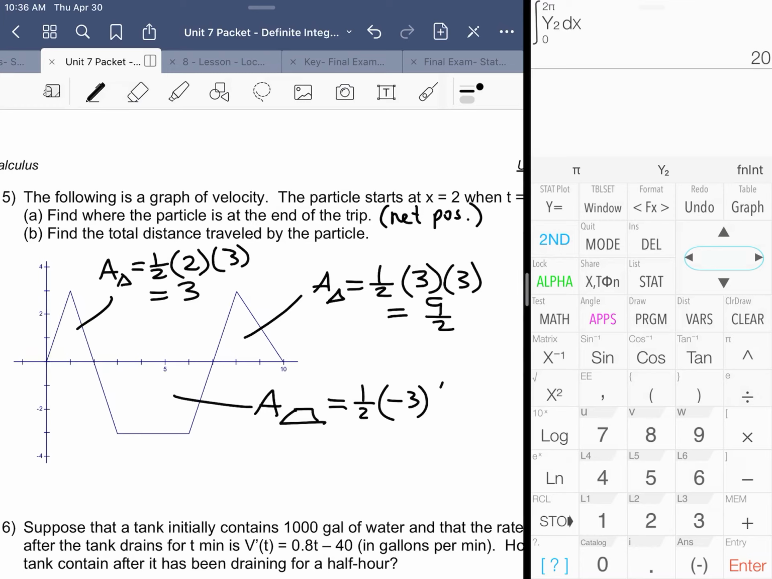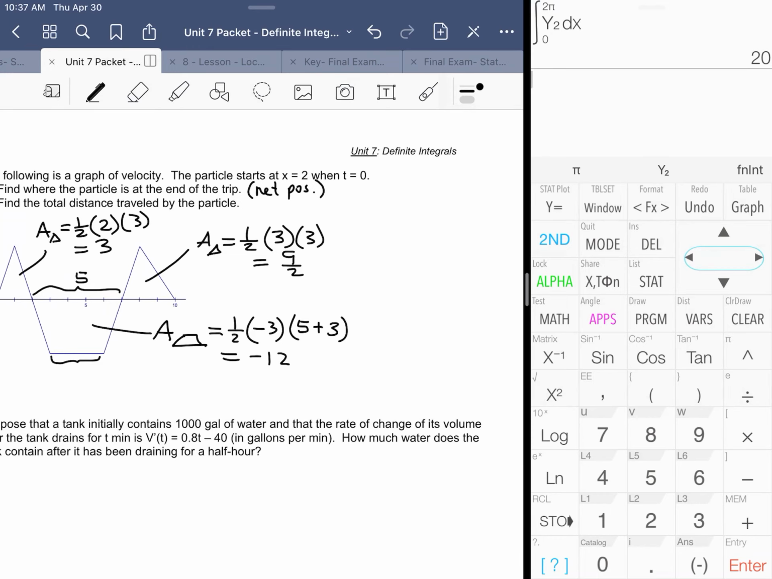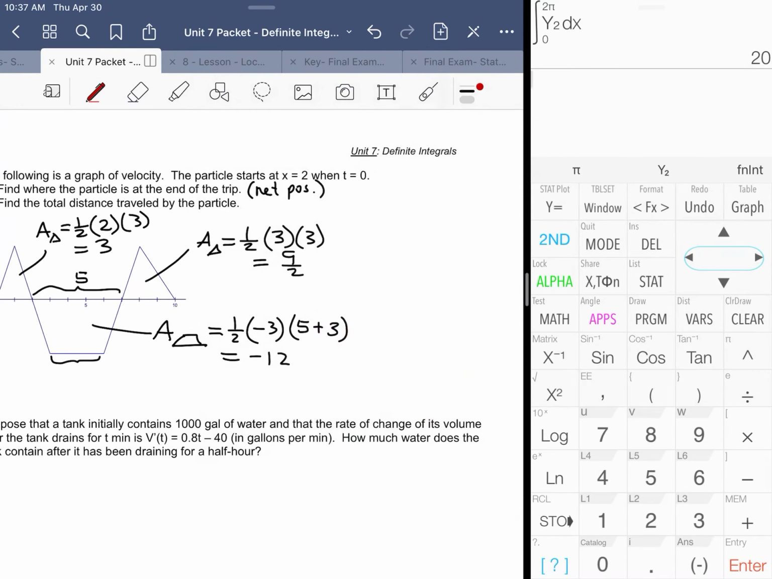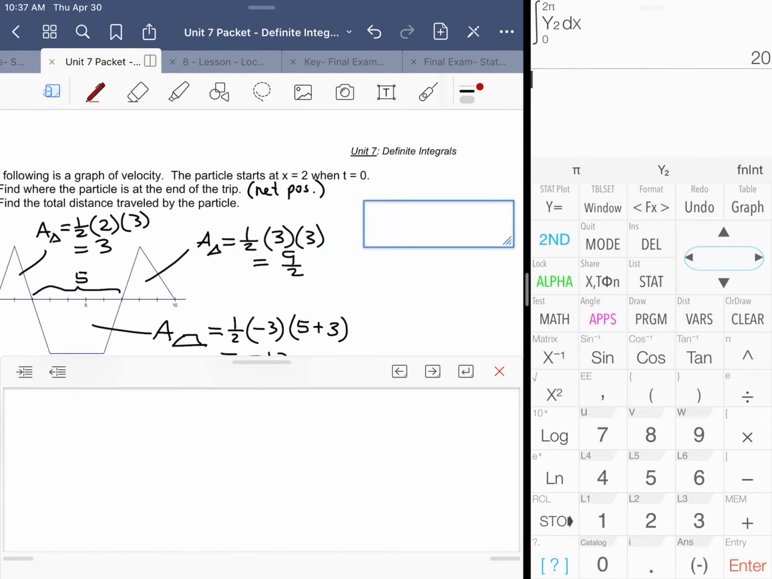Area of a trapezoid, different story. It's 1/2 the height, which is -3, times the length of the first base, 1, 2, 3, 4, 5, plus the length of the second base, so 1, 2, 3. So 8 divided by 2 is 4, so -12.